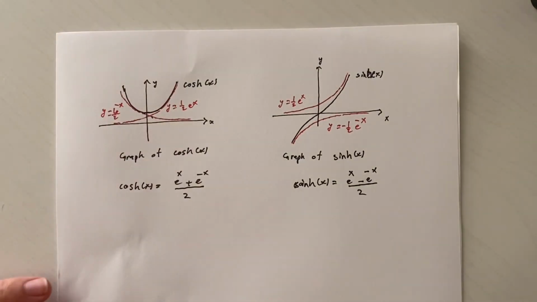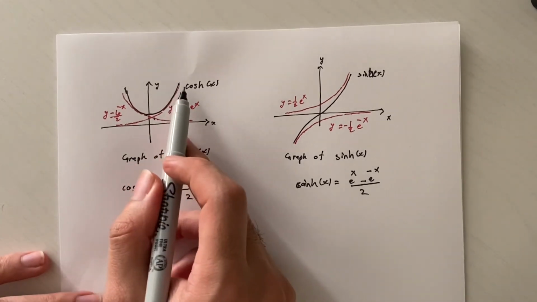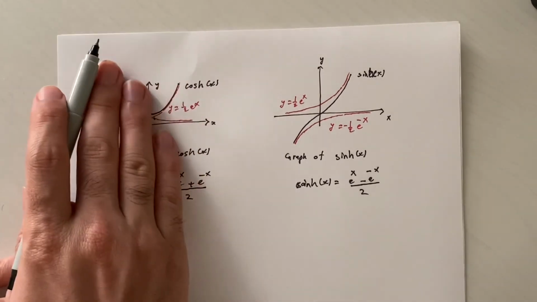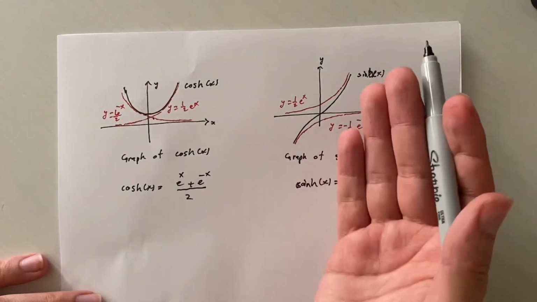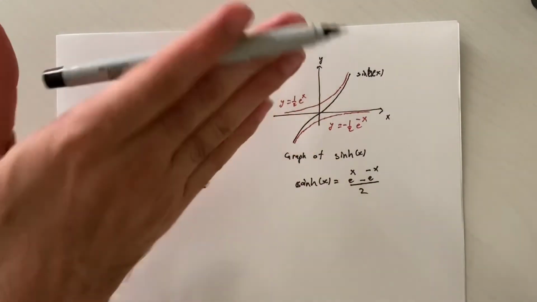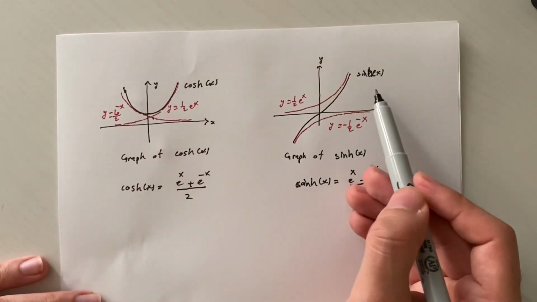Here we can see the graph of cosh of x. When we reflect it over the y-axis, it's unchanged, so they mirror each other. And for sinh, we can reflect it over the y-axis and then the x-axis, and they will mirror each other.